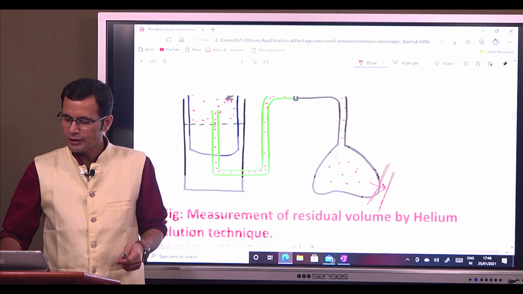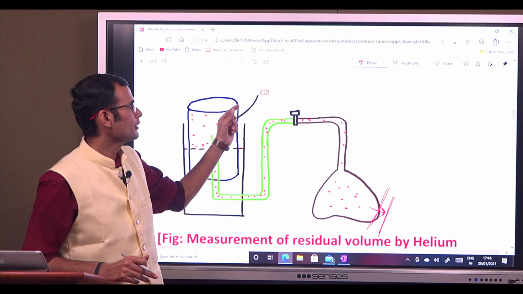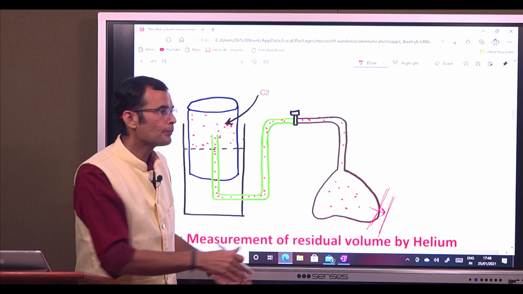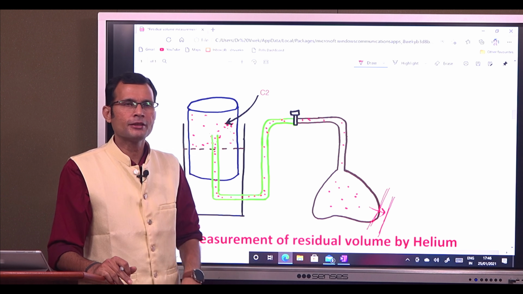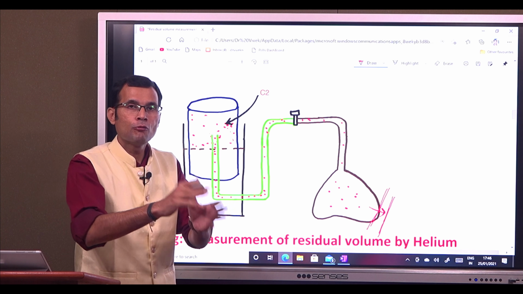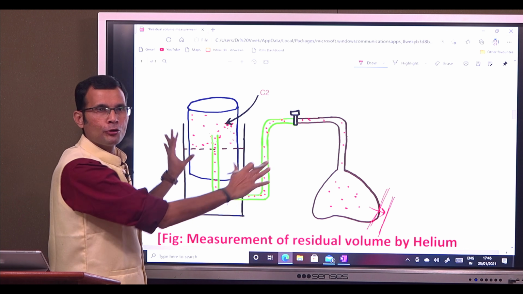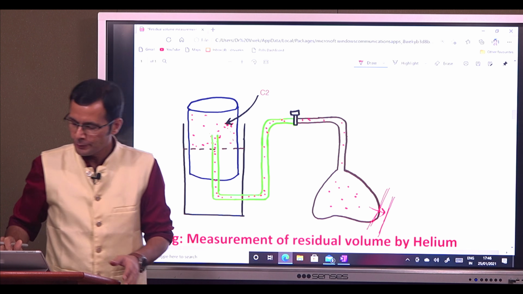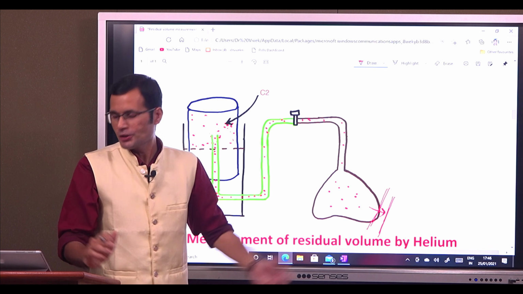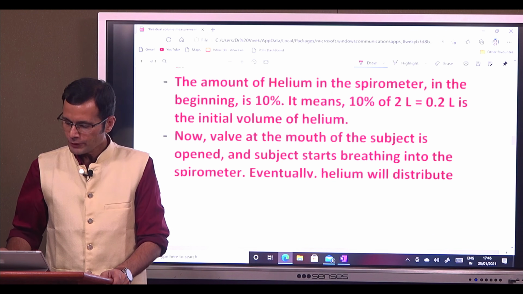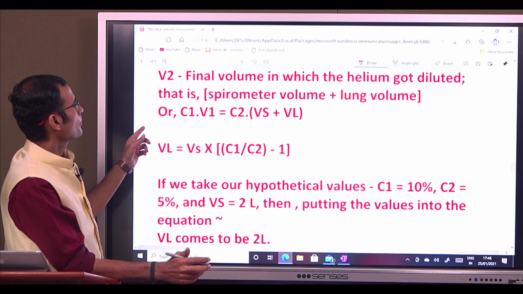C1, V1 was known to us. C2 will be known to us. The final helium concentration is C2. We will collect the sample and measure the final helium concentration, let's say 5%. And V2 was the lung volume plus the spirometer volume, that together is V2, right? We already know the spirometer volume. So what is left in the equation is just the measurement of the lung volume. And therefore the equation, if we solve it, becomes something like this.